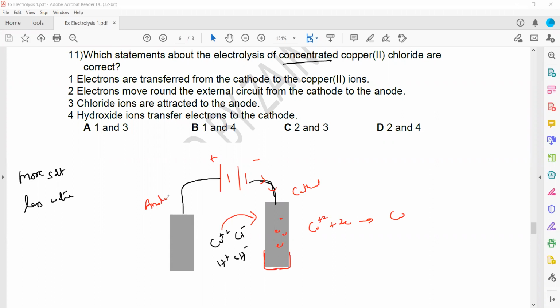What happened at the anode? The anode will attract the negative ion, and we always check the amount because chloride ions are more. So chloride ions will move there. When 2 chloride ions move there, they will lose 2 electrons and form chlorine gas. So we'll see bubbles. So which statements are correct for question 11?